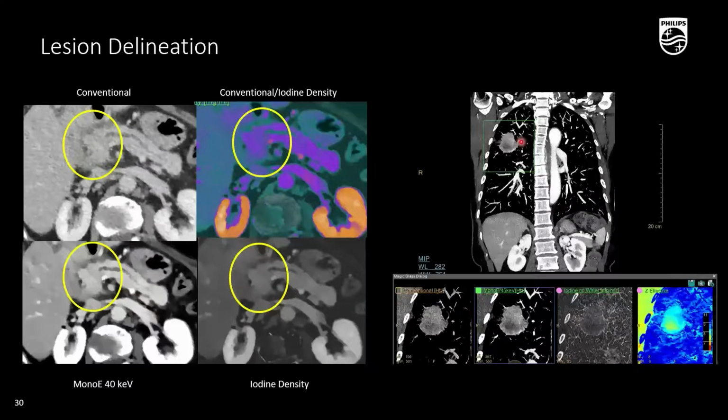And also where we see lesions that, of course, are quite visible in conventional, but maybe we're interested to know where's the necrotic region, where's the viable region. And this we can see with iodine or with Z effective maps much better. We can see really where's the necrotic region in the middle, for example.